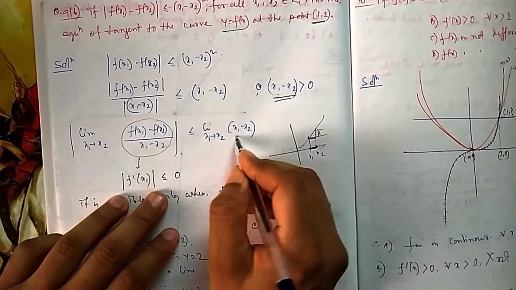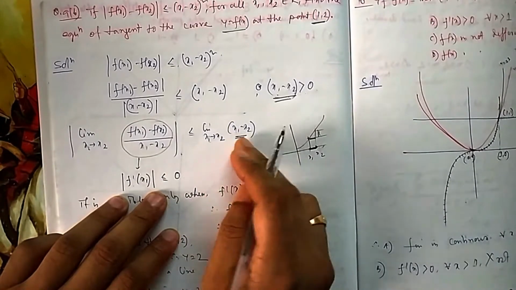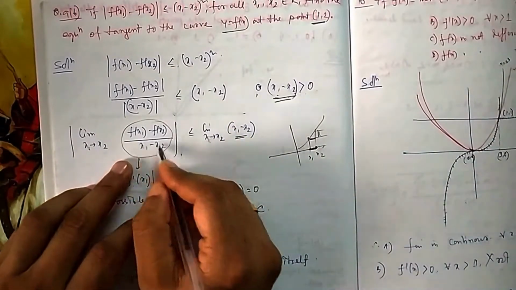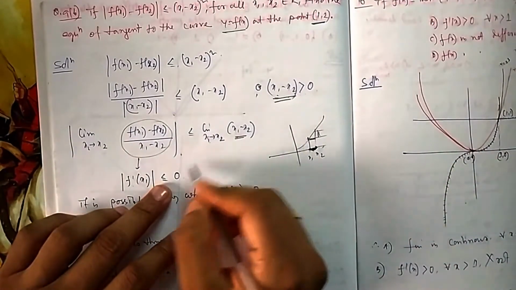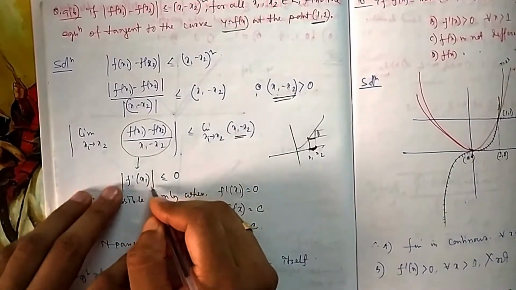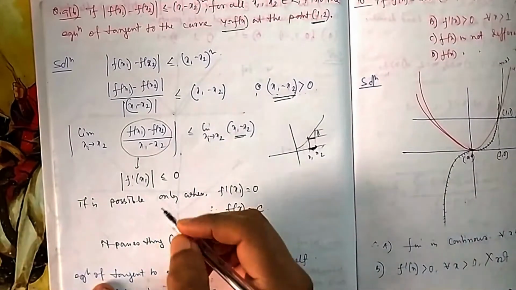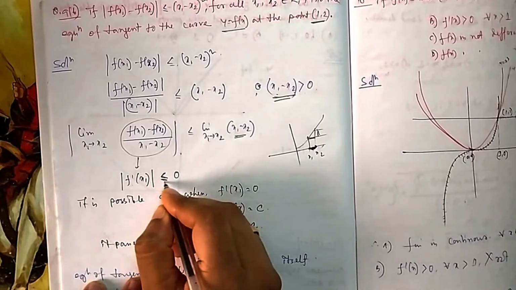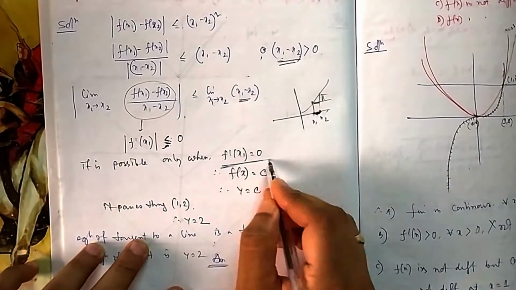And because x1 moves to x2, this goes to 0, the difference is very close there. So obviously this side is less than 0. So now mod is less than 0. Mod less than 0 can never be possible, because mod is always positive. There is also the equal to option, either less than or equal to. So it will be possible only if it is equal to.